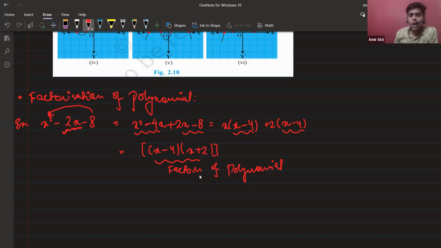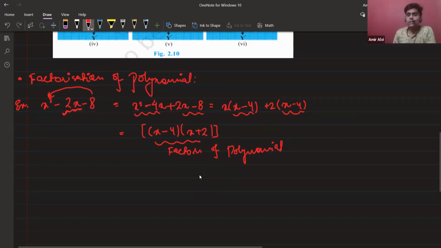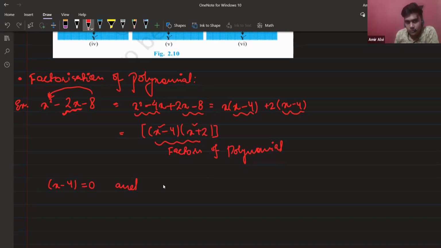Now, if we have to find the zeros of the polynomial, we just have to equate the two factors to 0. One is 4 and another one is minus 2. Very good, Ajwad. Now, is this clear? We have done this in the 6th step. So x will be 4 and x will be minus of 2.